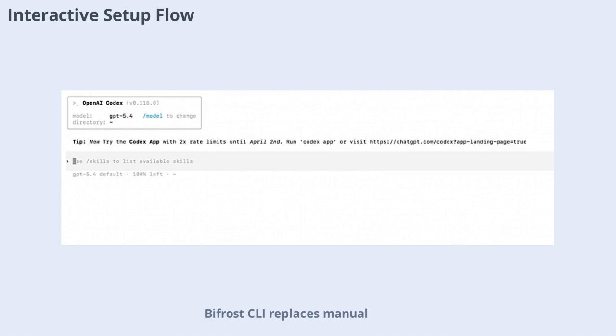Bifrost CLI replaces manual, config-heavy workflows with an interactive setup flow. You launch the CLI, select your gateway URL, enter an optional virtual key, choose your coding harness, and pick the model you want to use. The CLI automatically configures everything for you, fetching available models and installing missing agents if needed. This makes onboarding new agents or models a breeze.